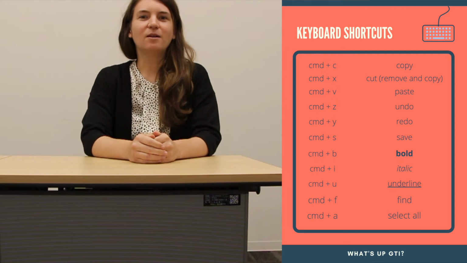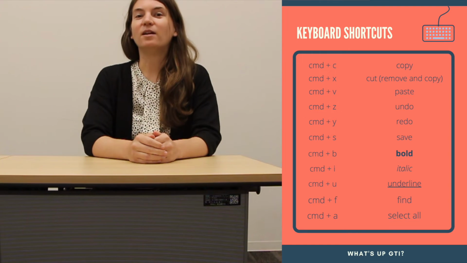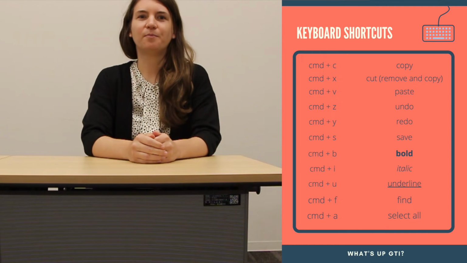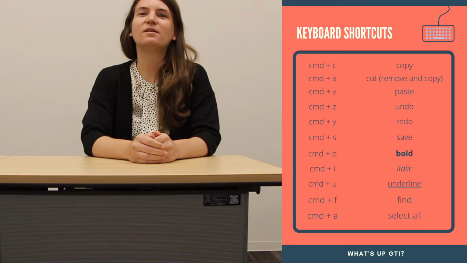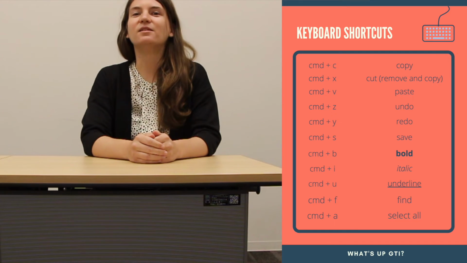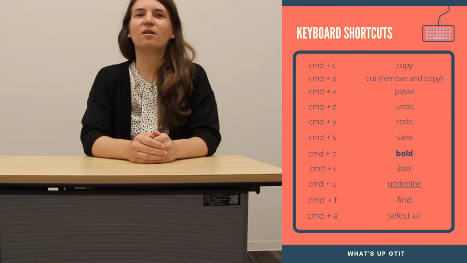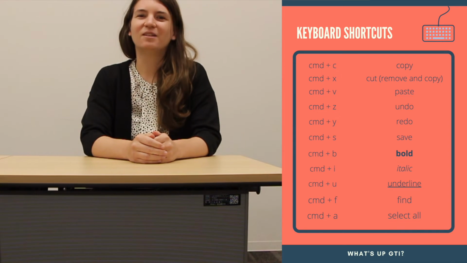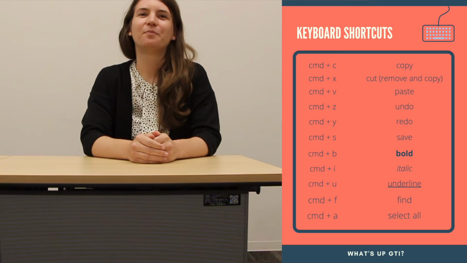So on Mac, we have Command C, which is copy. Command V is paste. Command X is cut. So this will copy the text and also delete it from that section of your document. Command Z is undo. This is very helpful if you make a mistake. Command Y is redo. If you didn't want to undo, you can put it back.